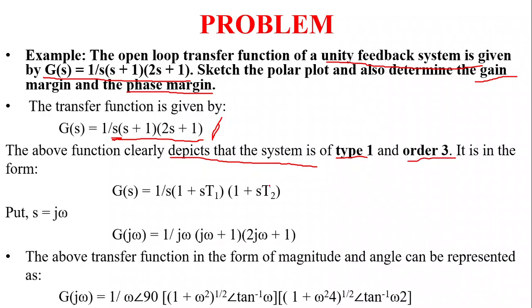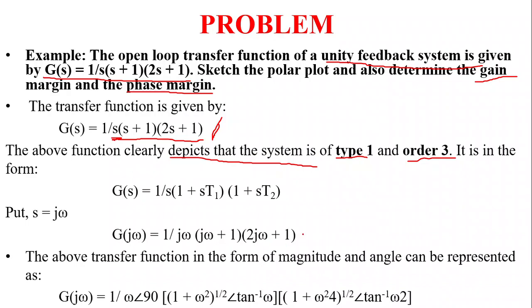After that we have to substitute s equal to j omega in the expression of G(s)H(s). Why didn't we substitute H(s)? In the given transfer function we have a unity feedback system, that is, the H(s) value is 1. So we substitute s equal to j omega in the given transfer function, G(j omega) equals 1 divided by j omega into (j omega plus 1) into (2 j omega plus 1).